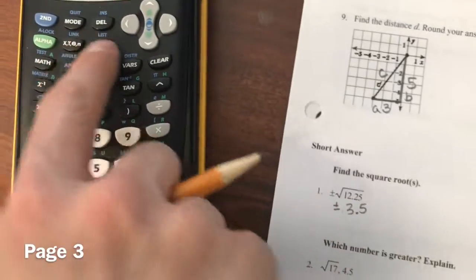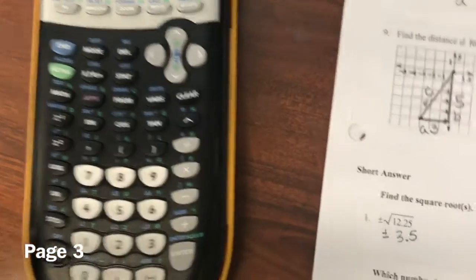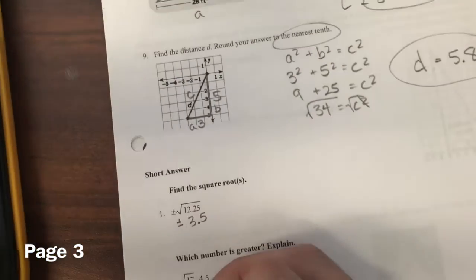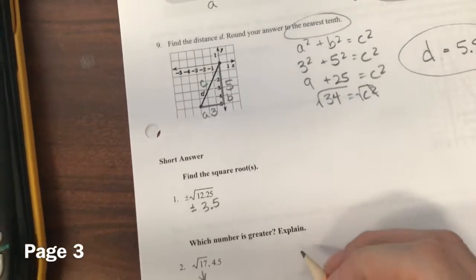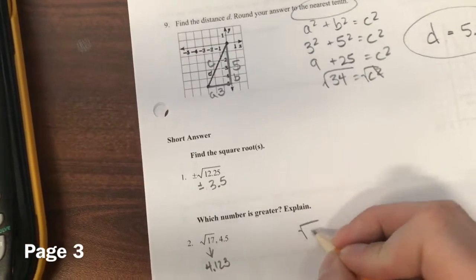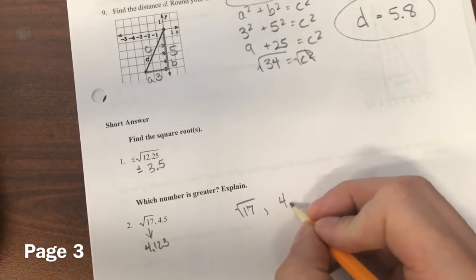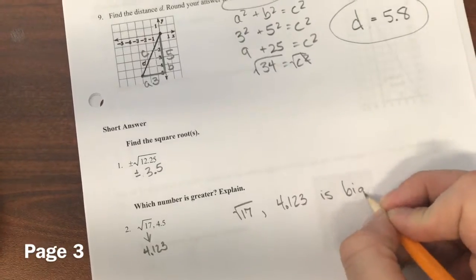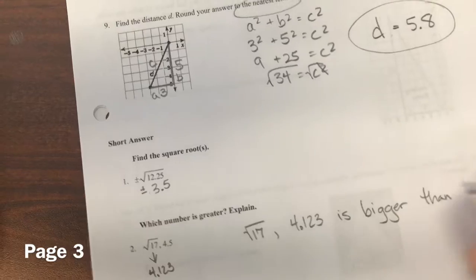So the square root of 17 I know is a little bit bigger than 4. I just don't know how much bigger than 4. 4.123 yada yada yada. Which number is greater? The square root of 17 is greater because 4.123 is bigger than 4.5.